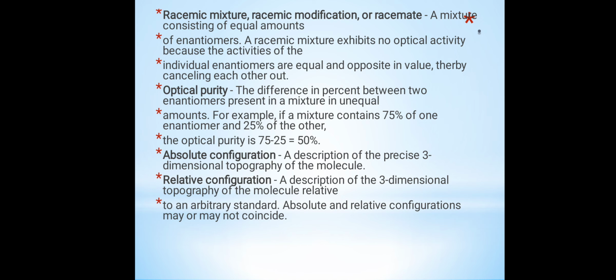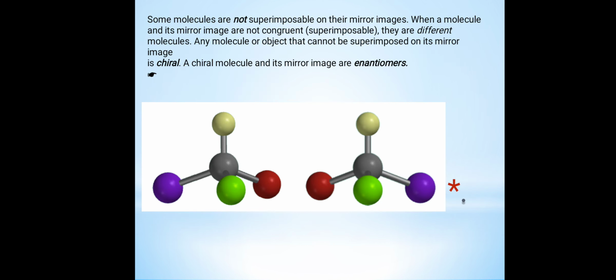Then optical purity means the difference in percent between the two enantiomers present in a mixture in unequal amounts. Absolute configuration means the description of the precise three-dimensional topography of the molecule. Relative configuration means the description of the three-dimensional topography of the molecule which is relative. Some molecules are not superimposable on their mirror images.